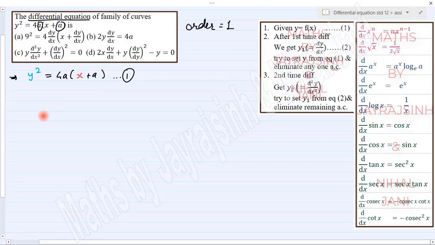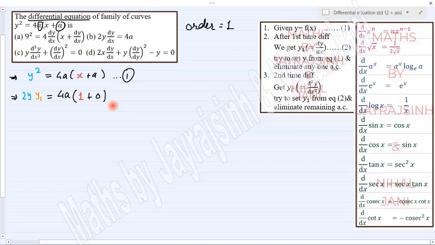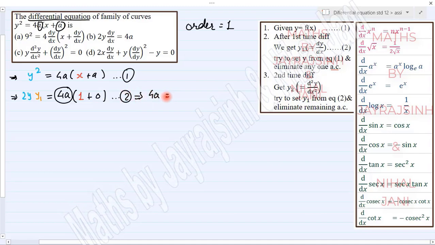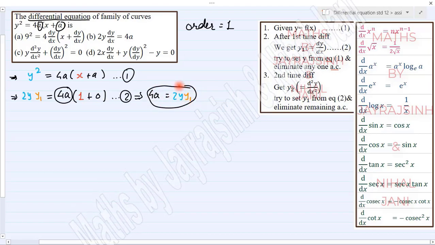Let's say this is your equation number 1, and if we differentiate with respect to x, we will get 2y into y1 is equal to 4a as it is, differentiation of x will be 1 and differentiation of a will be 0. So we get our y1. Now we have to eliminate this 4a. Now from equation number 2 we will get 4a is equal to 2y into y1, and substitute this value in equation number 1.